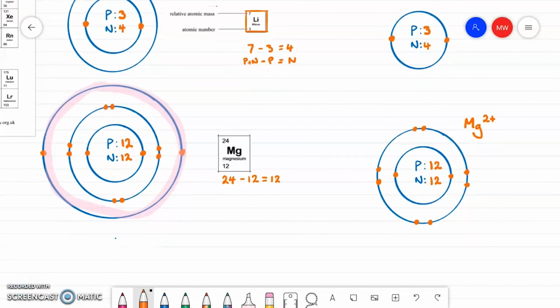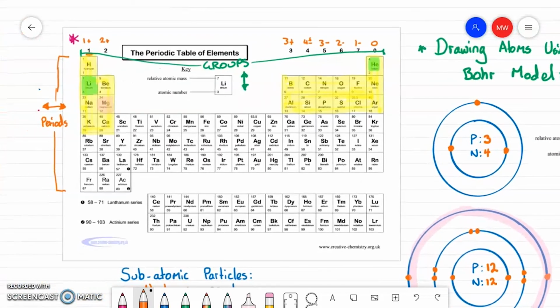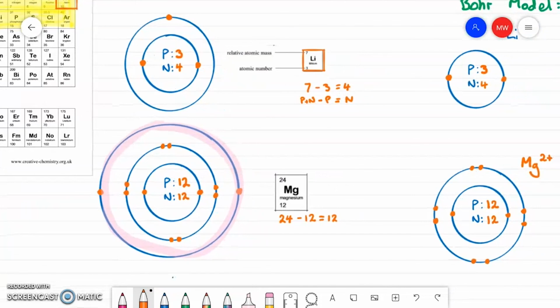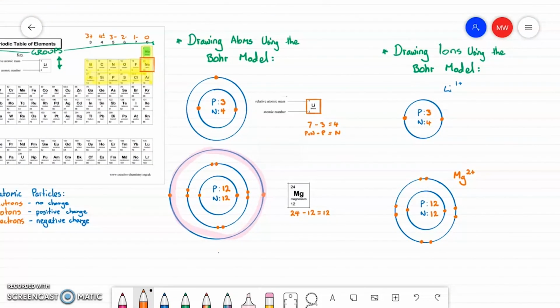And again, if you go back to your table, have a look at magnesium. It's sitting over here, but by giving 2 away, it is now more like the noble gas neon with a full outer electron shell of 8. But because it's got a positive charge, it is an ion, not an atom.